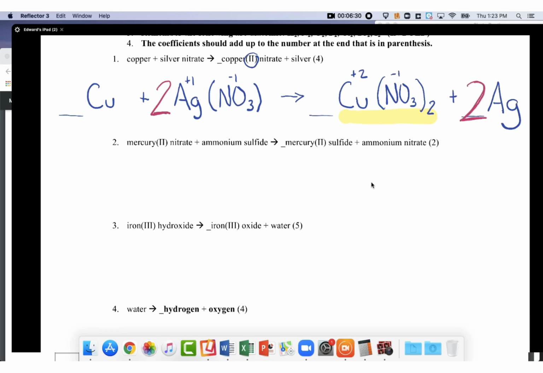Now we're kind of at a dead end, which is a good sign because dead ends usually mean we're done. Now we'll go back and check our coppers. We have 1 copper on this side, we have 1 copper on this side, and we are done.